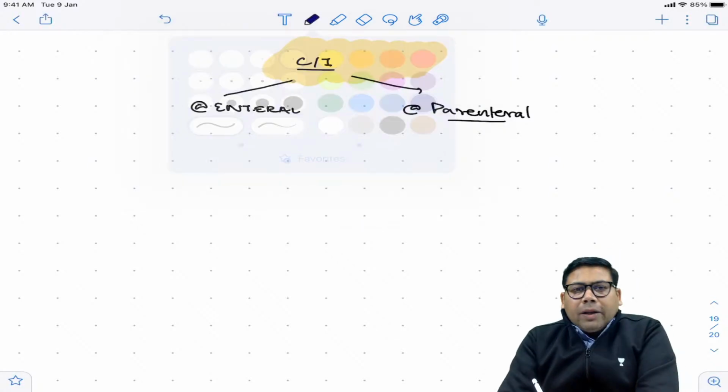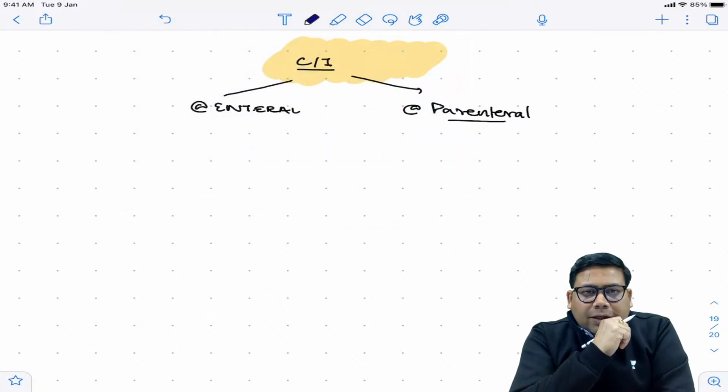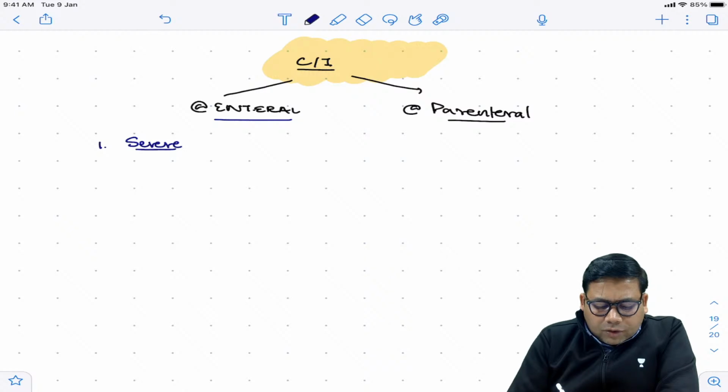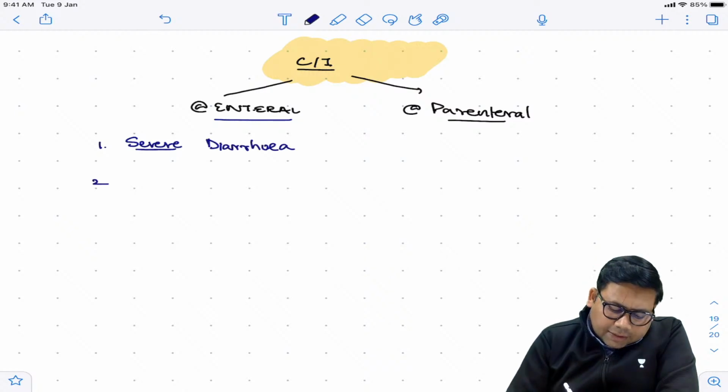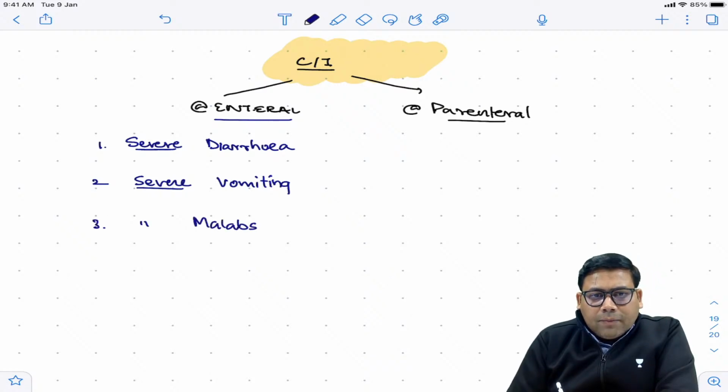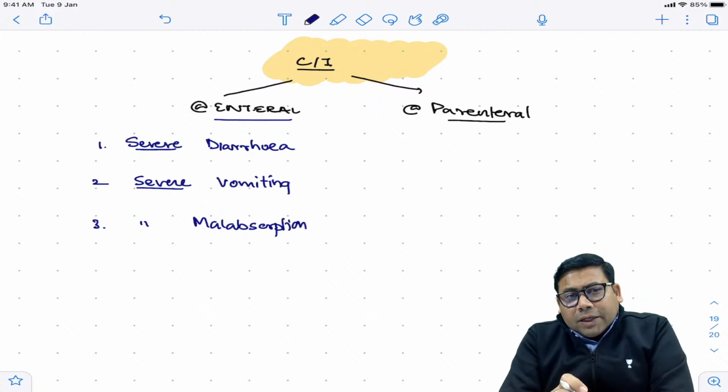So when you're talking about enteral nutrition, the first thing is severe diarrhea. Remember, diarrhea is not a contraindication, it is severe diarrhea. Then second is severe vomiting. Then third is severe malabsorption. Remember, this is a trick. Whenever you get a question, they keep on confusing you with diarrhea, vomiting, so you forget the importance of the word severe.